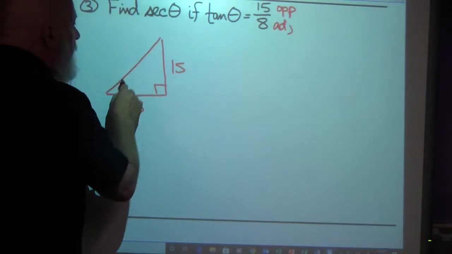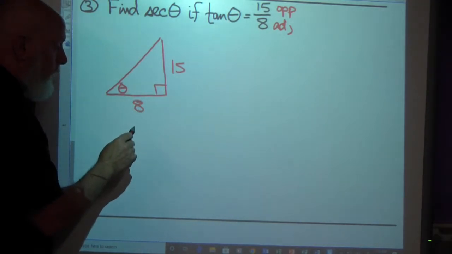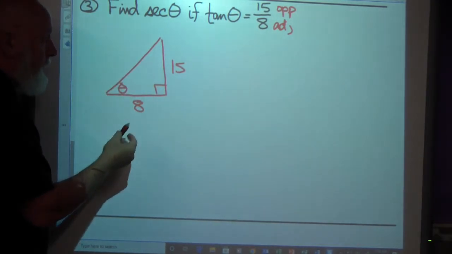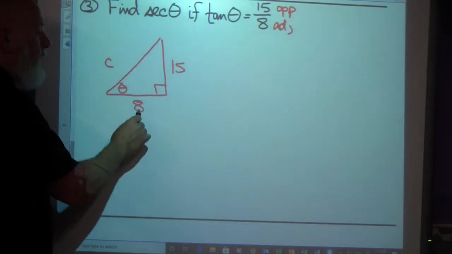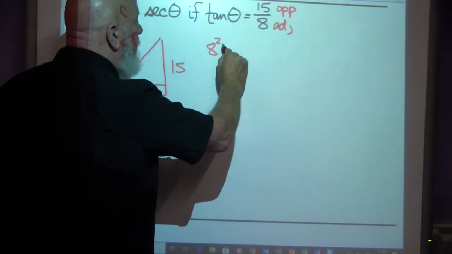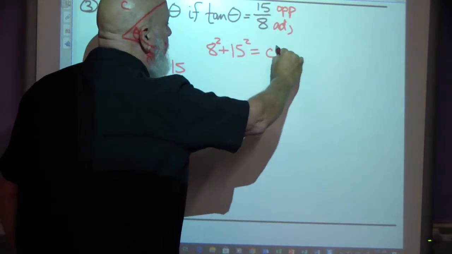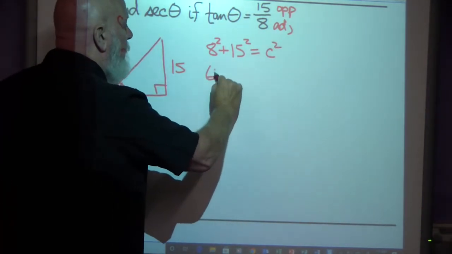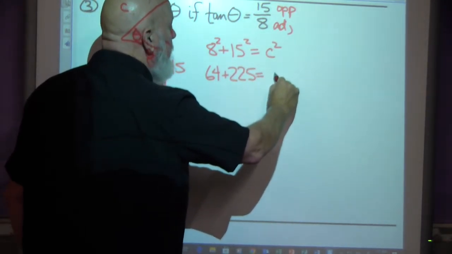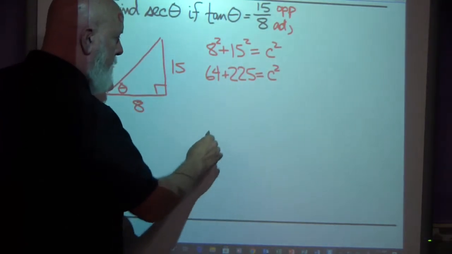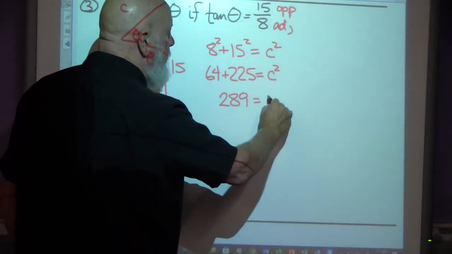I want to find the secant. The secant is hypotenuse over adjacent, so I have to find the hypotenuse. So I'm going to use the Pythagorean theorem again. A squared plus b squared will equal c squared. So that will be 8 squared plus 15 squared is equal to c squared. And that will be 64 plus 225 is equal to c squared. I think that's 289 is equal to c squared.